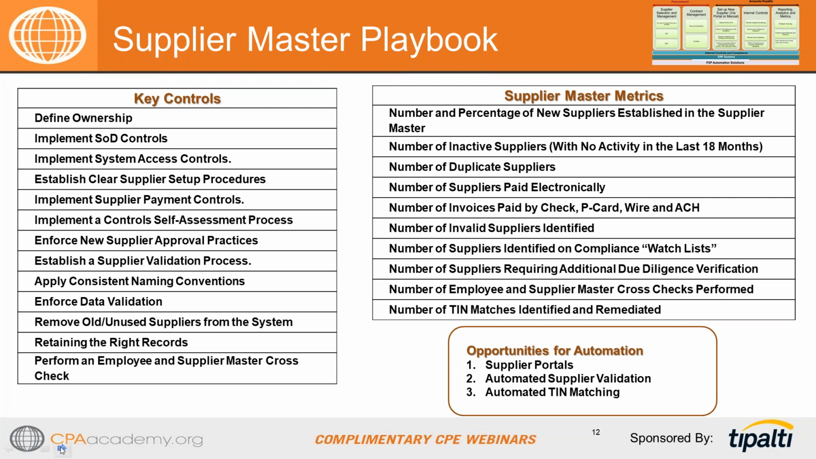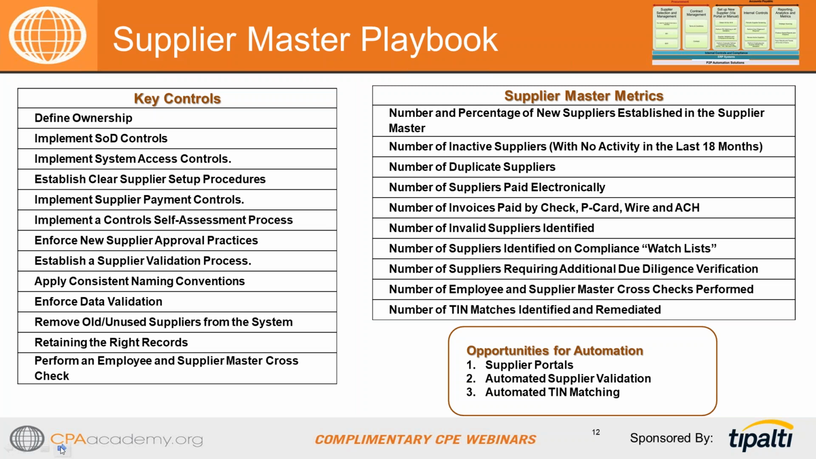Removing old and unused suppliers from your system: the rule of thumb for that cleanup, if you will, is 18 months. Retaining the right records. And what I've always recommended is, annually, work with the HR department and perform an employee and supplier master cross-check. You do that to figure out if you might have an employee that's posing as a supplier. That is something I've run into a couple of times, where someone in accounts payable was actually pretending to be a supplier, and there was a little bit of embezzlement going on, which we were able to catch in a timely manner before it got out of hand.